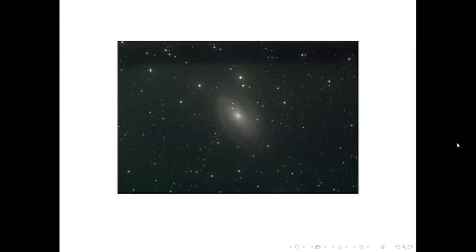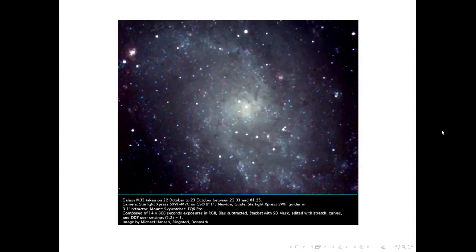The same goes on here. I think it's M81. You can see there are some things going on up here. I think it's because of the moon. But other than that, a nice picture where you can see the galaxy here. This is taken with my own telescope. This is, I think it's called M33, the Triangulum Galaxy, I think it is. I'm not sure.